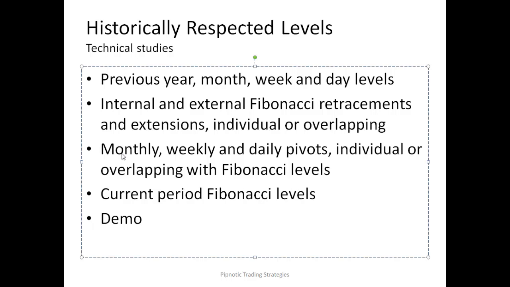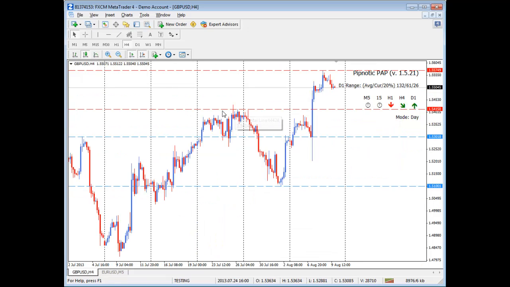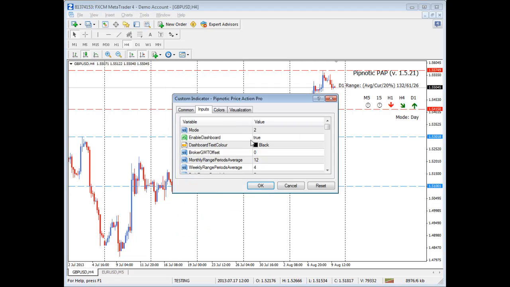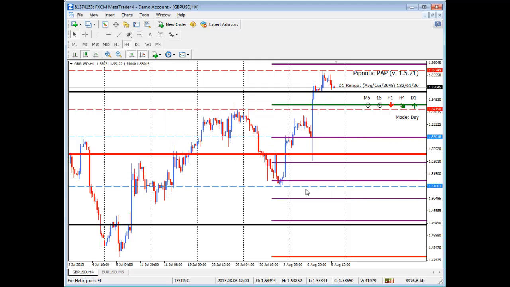Let's just have a quick look and see what these might look like. So we have our levels here that we've identified, and these look quite nice. And so now we have to go in and identify some technical studies. So now let's go in and enable some technical studies. We'll start on the previous period levels. We'll do this for the year and the month.